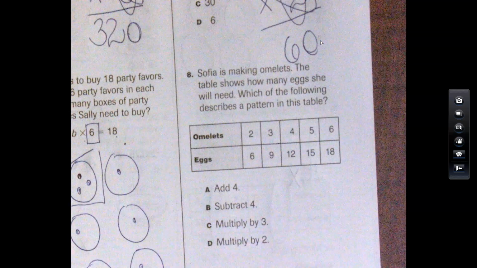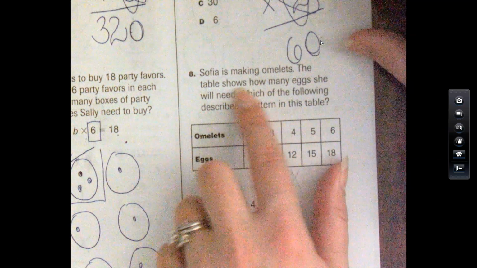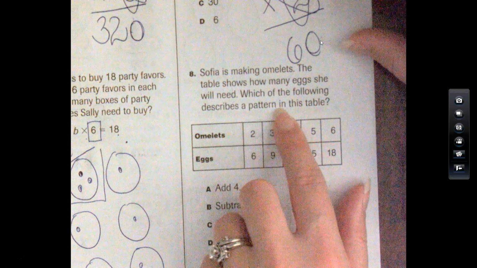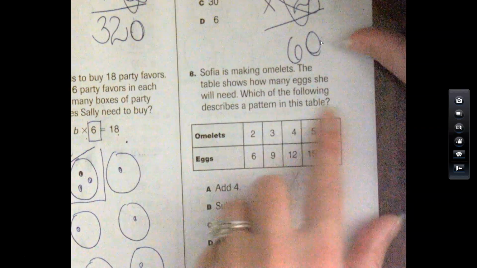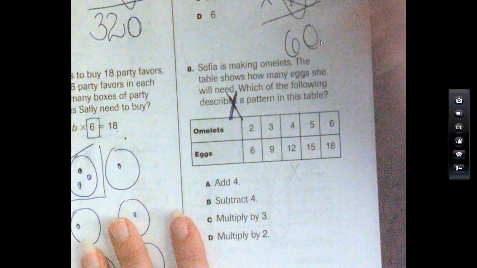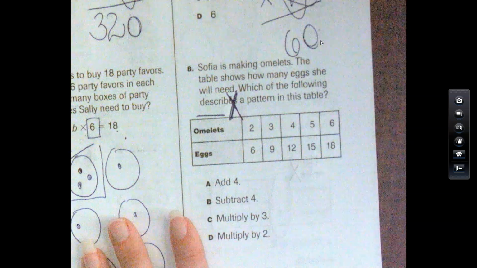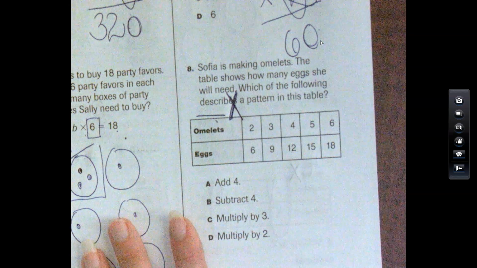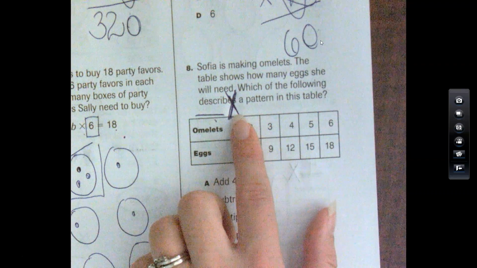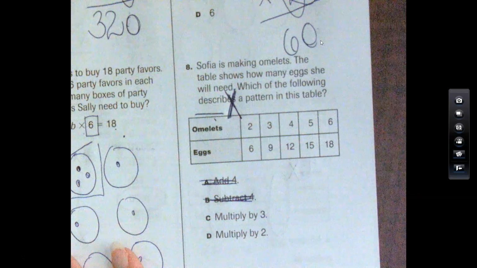All right, let's look at number 8. Sophia is making omelets. The table shows how many eggs she will need. Which of the following describes a pattern in this table? Well, what kind of charts are these? These charts are always multiplication. So we know to write a multiplication sign. And we write a line. What times something is going to give us our rule? Well, if we know that these charts are always multiplication, we know that add and subtract are wrong.